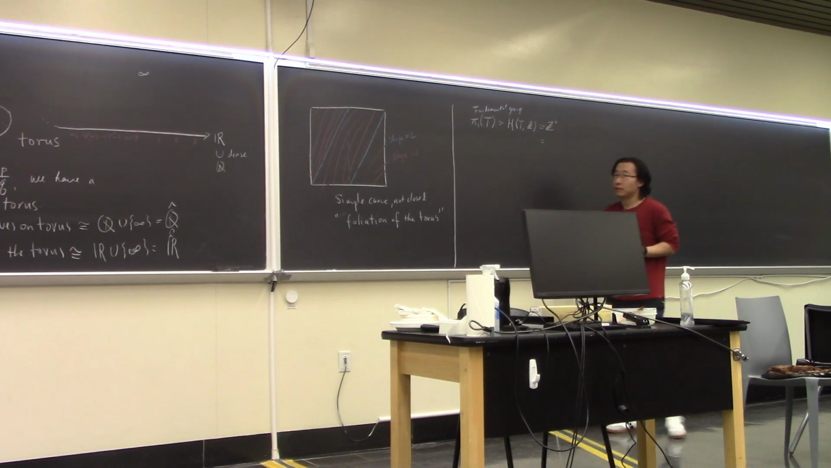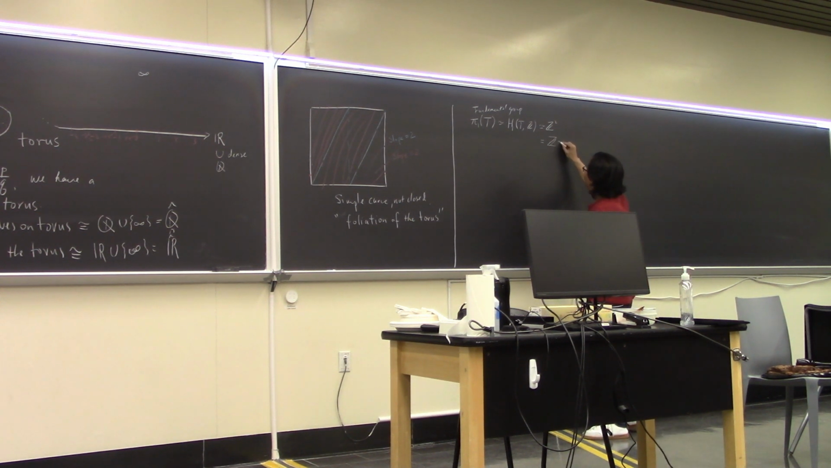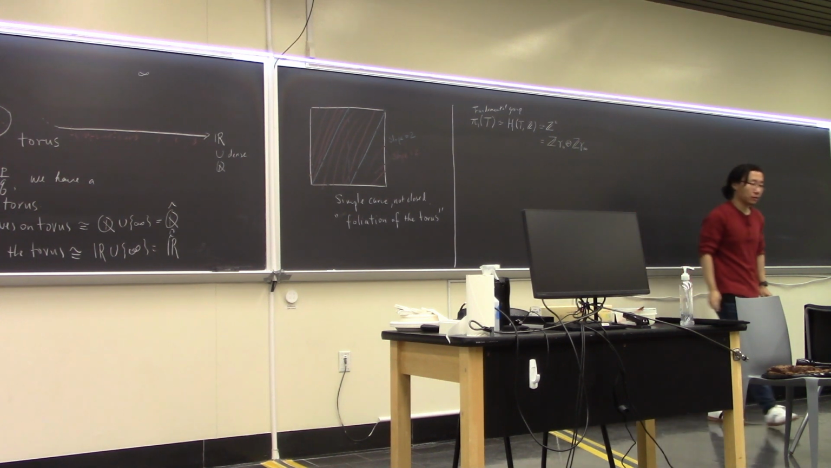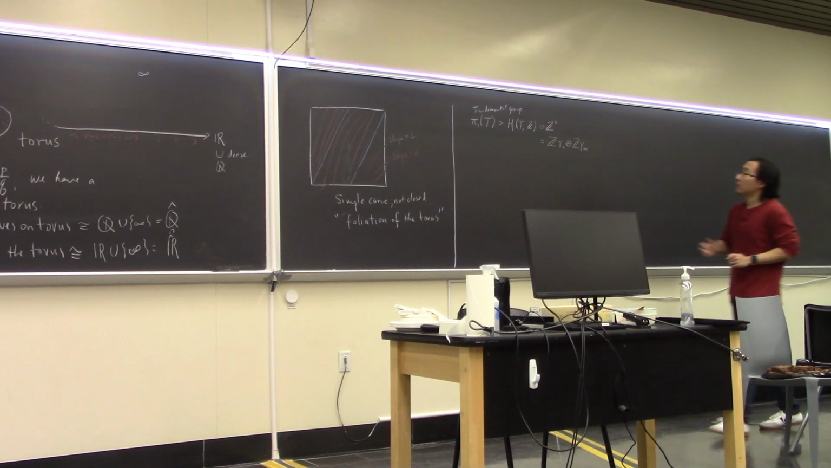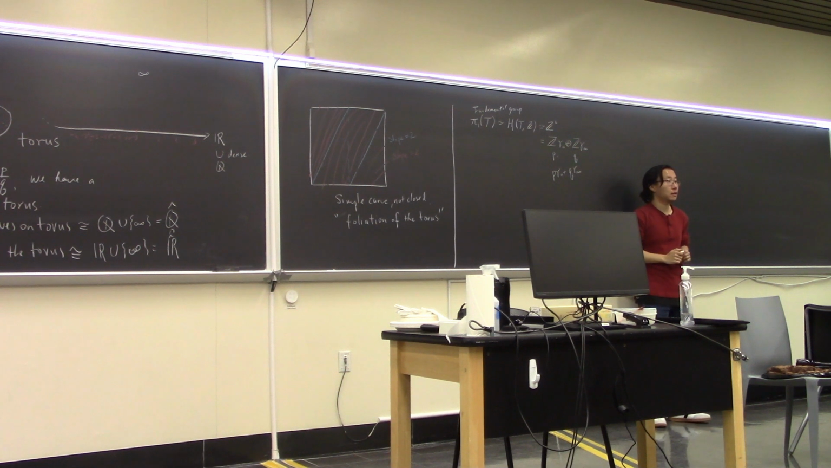And in some sense, this group is generated by two elements: a horizontal curve and a vertical curve. Let me denote the horizontal curve by gamma zero and the vertical curve by gamma infinity, because those are the slopes of those two curves. So you can choose a p and a q, then p gamma zero plus q gamma infinity gives you an element in this group. And this corresponds exactly to a curve of slope q over p.